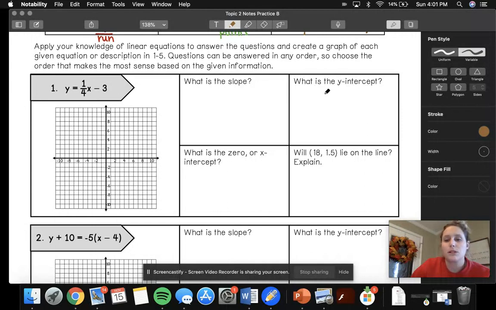What is the slope? What is the y-intercept? What is the 0 or the x-intercept? And then will (18, 1.5) lie on this line? So hit pause, get as far as you can, and then whenever you're done, we will go over them.